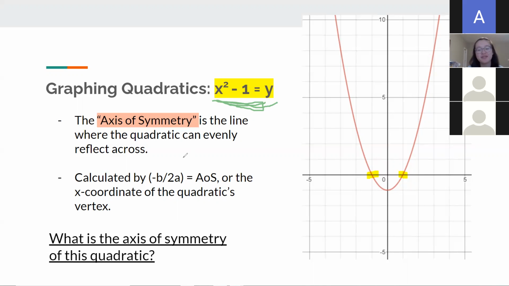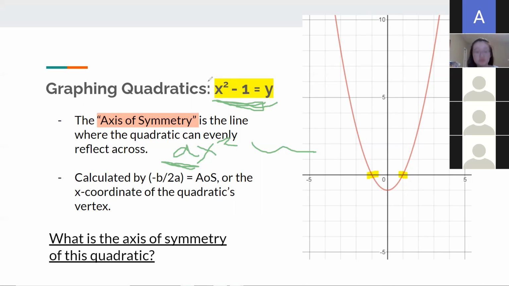Okay, let's go back. Remember that quadratic form was ax squared and then the rest, right? So x squared is not part of your a. They're two separate things. So when x squared minus 1 equals y, what is our a term? One. Yeah. So it would be 1x squared. What is our b term?